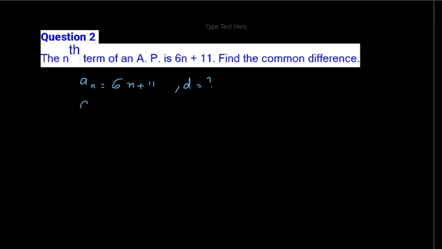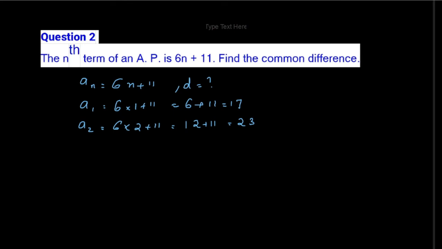We can find a1 from this. A1 is equal to 6 into 1 plus 11, which is 6 plus 11, equal to 17. Now what is a2? A2 is equal to 6 into 2 plus 11. 2 sixes are 12, 12 plus 11 is equal to 23. So the first term is 17 and the second term is 23.